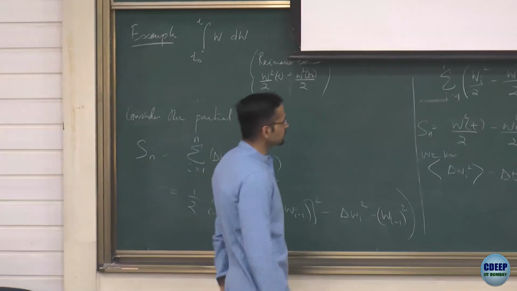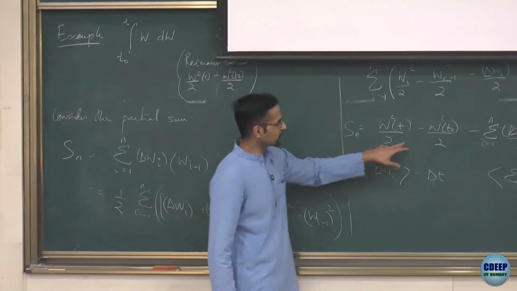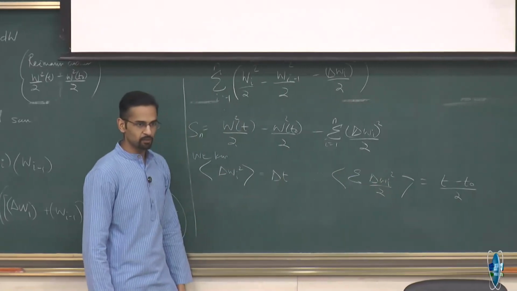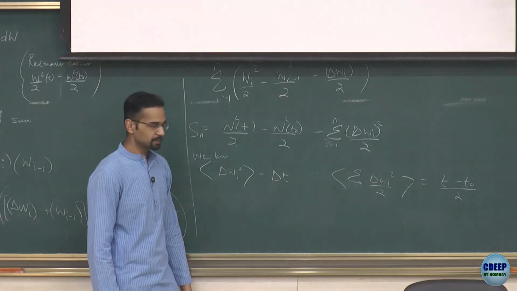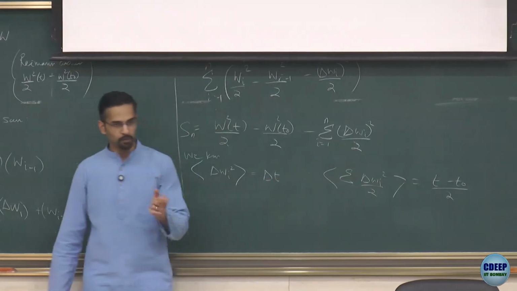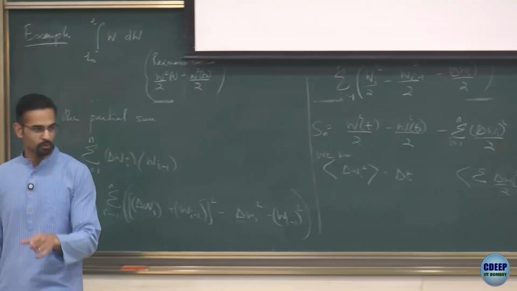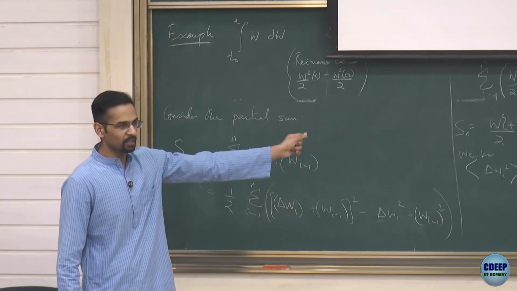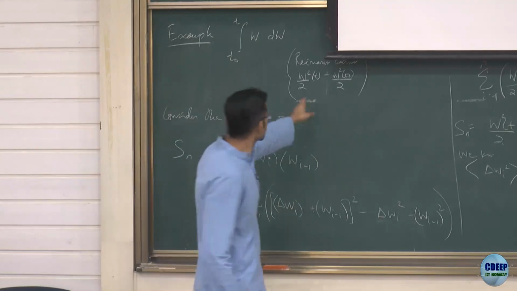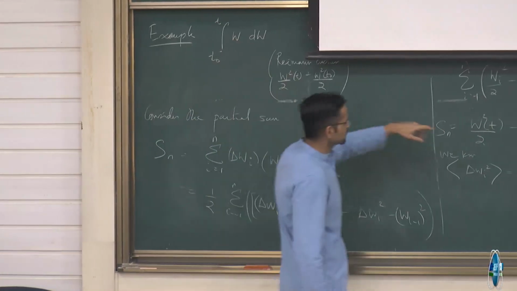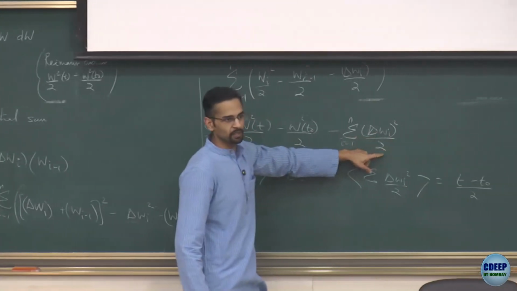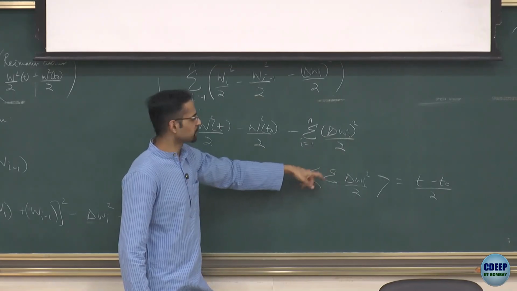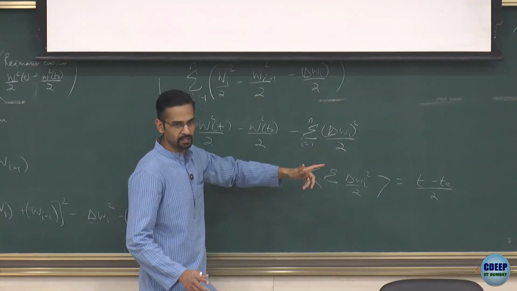So in other words, I can already see that if I look at the mean of Sn, I would get these two terms, and I would get minus t naught by 2. That's what the mean would be. Because delta w, remember, does not go like dt, it goes like root dt. That's why that term is not dropping out. In a normal integral, if w was just like time, this would be like dt squared by 2, and it would drop out. But now it is going like dt, because it is the Wiener process increment, whose standard deviation is root delta t.